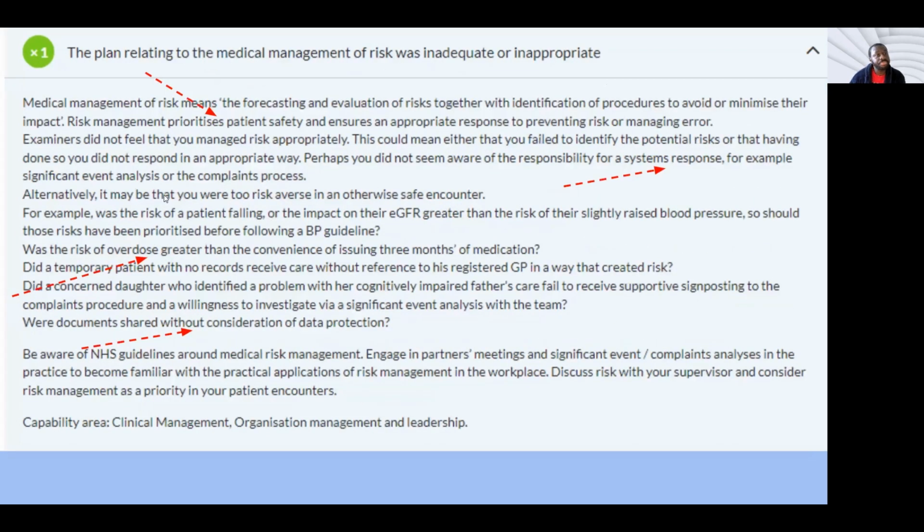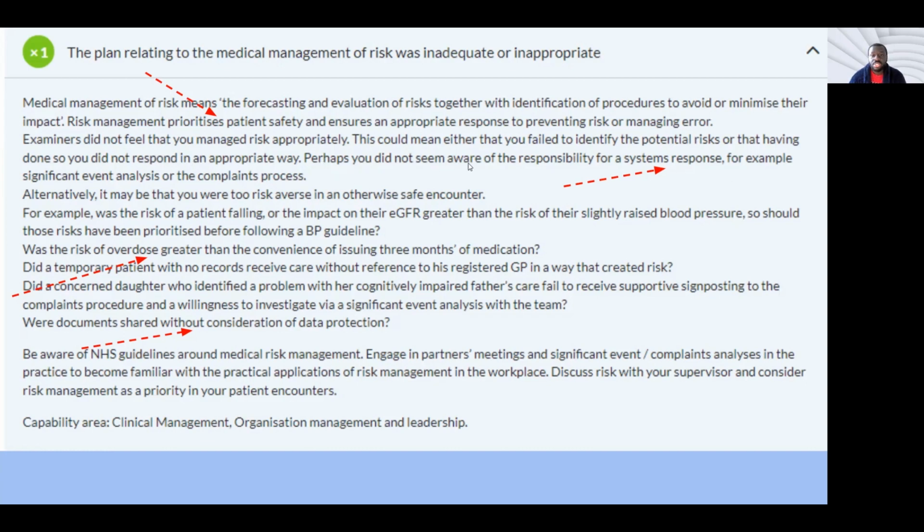Let's move on. The next feedback statement says the plan relating to the medical management of risk was inappropriate or inadequate. I think this will be the last one. So about risk stratification, risk identification. Risk management prioritizes patient safety and ensures an appropriate response to preventing risk or managing error.